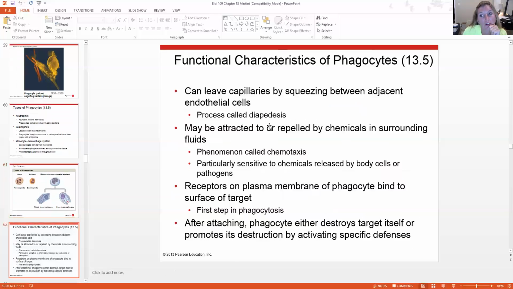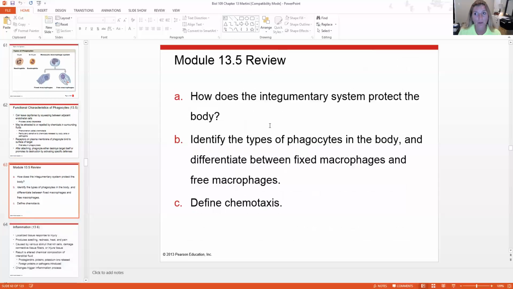Let's talk about other characteristics of phagocytes. They can leave the capillaries by squeezing through the endothelial cells. It's called diapedesis. You don't need to know that. They may be attracted or repelled by chemicals. That's chemotaxis. We mentioned that already. The receptors on the plasma membrane can bind to the surface of the target, and then after attaching, the phagocyte either destroys the target or promotes the destruction through other specific defenses, like alerting other B cells or T cells. You can pause the video here, go back and answer these 3 questions.